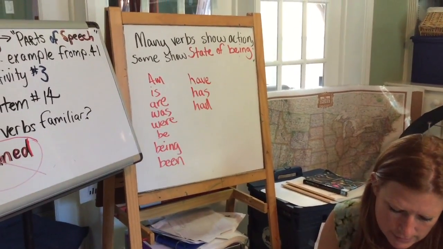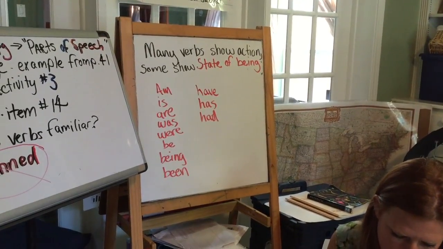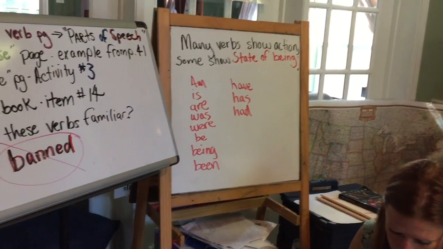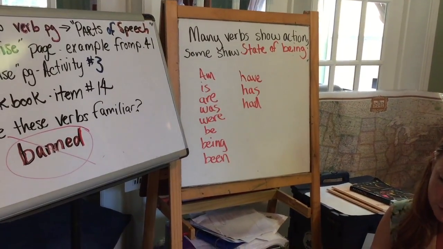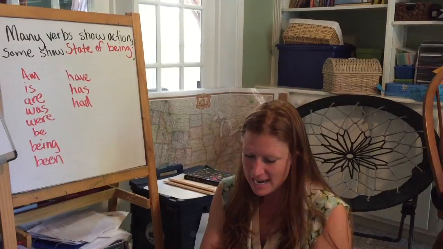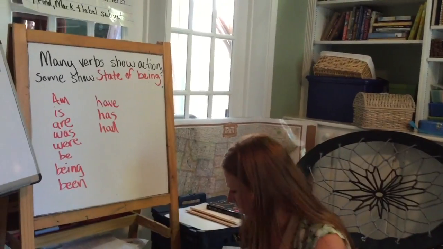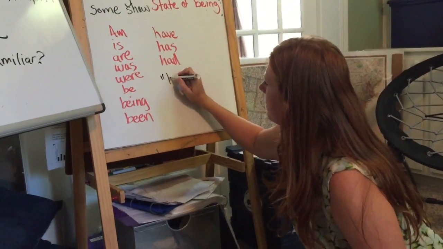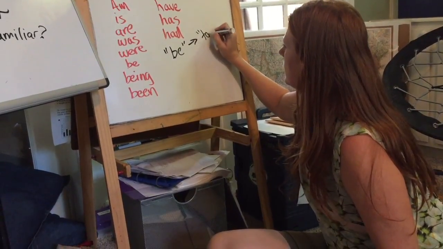On page 40 in the Stevenson Grammar, it says something interesting that I didn't know. So I'm just going to read this to you. It says that the word be comes from the word to breathe in a Proto-Indo-European language. I don't know what that means. I'll just write it over here. They're saying be comes from the infinitive to breathe.